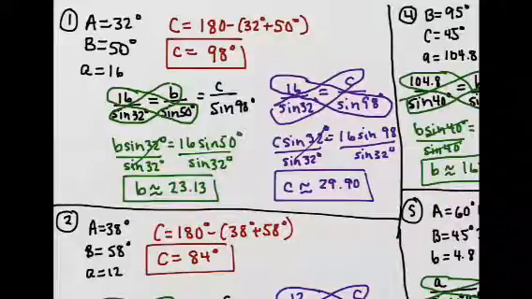Alright, so problems 1 through 6 are very similar. As you go through the work, you're going to see the setup is pretty much the same. So let's take a look at number 1. Whenever you have two angles, the first thing you do is find the third angle. So if you notice on 1 through 6, that's the first thing I did. I found the missing angle. And so you add these two, subtract from 180, and so I got 98.